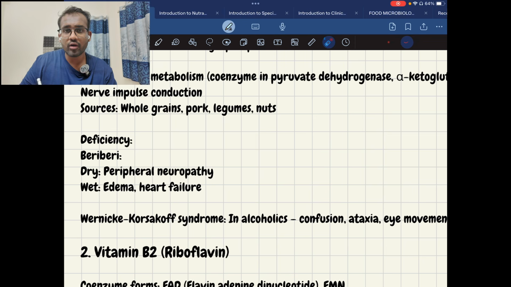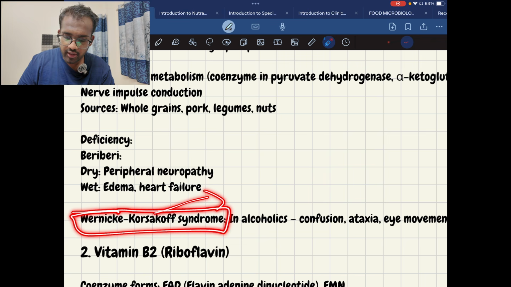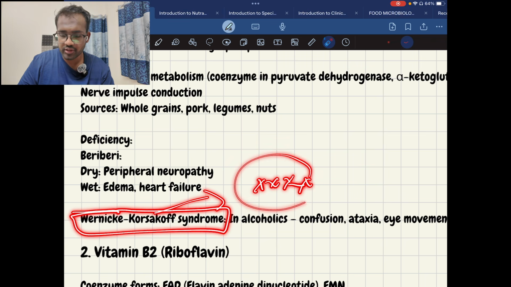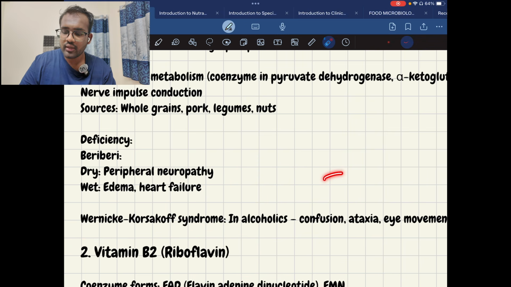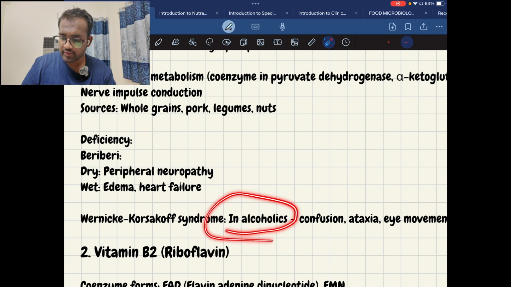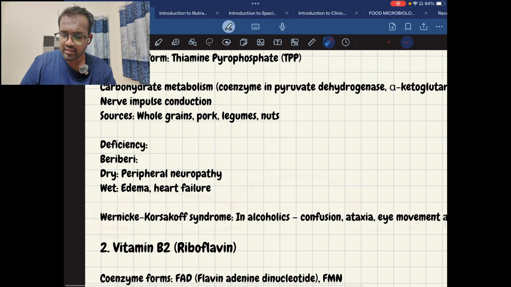If a person is a regular addict of alcohol, then he will get the syndrome called Wernicke-Korsakoff syndrome. It is very, very important. They will ask questions from this. What is Wernicke-Korsakoff syndrome? It is caused due to thiamine deficiency. Why is it caused due to alcoholism? This condition is related to ataxia, confusion, eye movement abnormalities, etc.